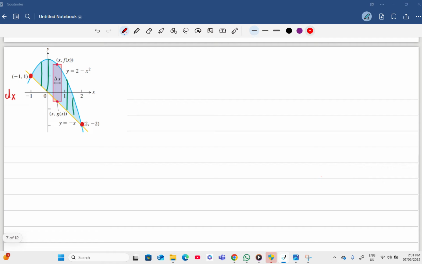Hello everyone, so in today's video we're going to be doing the area under the curve. So let us start with our first question. So we are given this graph and we have the blue line and we have the yellow line.